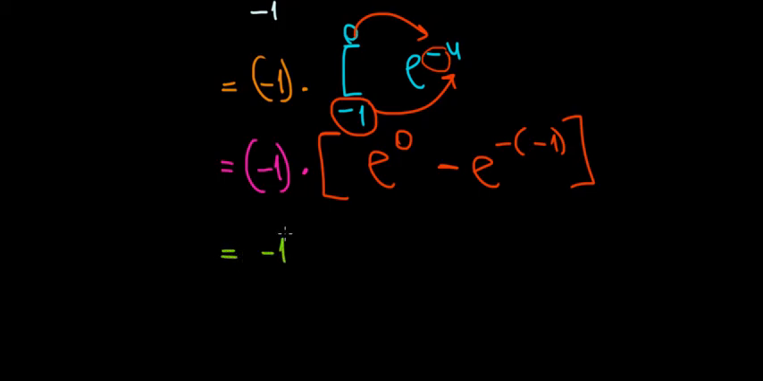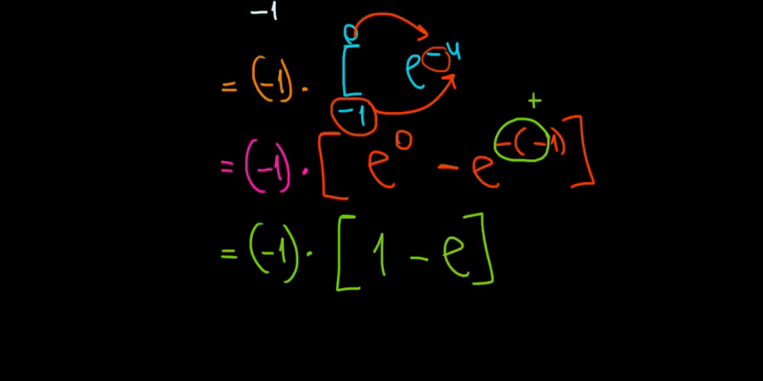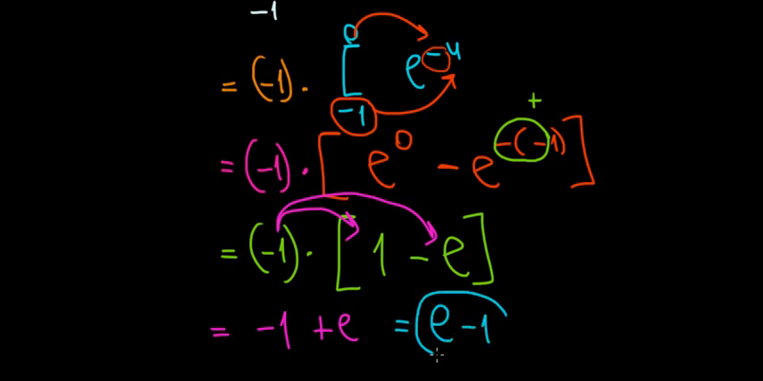What are we left with? Minus 1 times, what's e to the power of 0? Well, that's just 1, minus, what's e to the power of minus minus 1? Minus 1 becomes positive 1, so just e to the power of 1, meaning it's just e. In other words, if we open the brackets, we will have minus 1 times 1, so that becomes minus 1. Minus 1 times minus e becomes positive e, so plus e. And if we write it in a more comfortable way, e minus 1, that would be the answer.